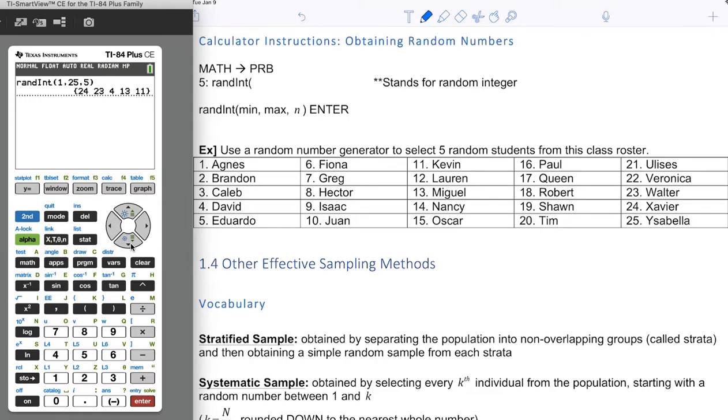The calculator does sampling with replacement, so sometimes it will give you repeated numbers. If that's the case, you can just do this again. You can ask it for 1 more or 2 more or however many more random numbers that you need. So what my calculator selected is most likely different from yours. That's totally fine and expected. So mine picked Xavier, Walter, David, Miguel, and Kevin. And of course, you may have selected 5 completely different people, just depending on the random numbers your calculator gave you.